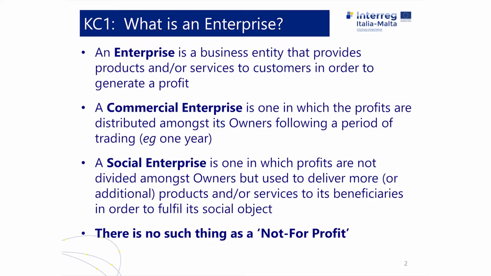It's a business entity that provides products and/or services to customers in order to generate a profit. A commercial enterprise is one in which the profits are distributed amongst its owners following a period of trading, perhaps 1 year, whereas a social enterprise is one in which profits are not divided amongst owners, but used to deliver more or additional products and services to its beneficiaries in order to fulfill its social object.